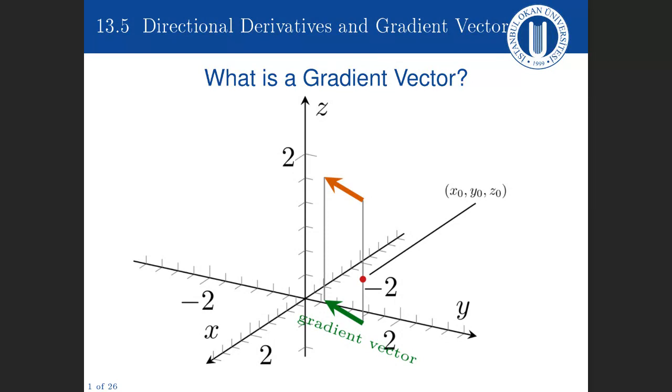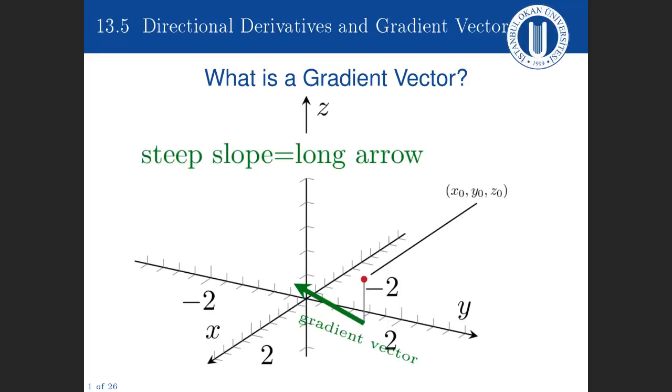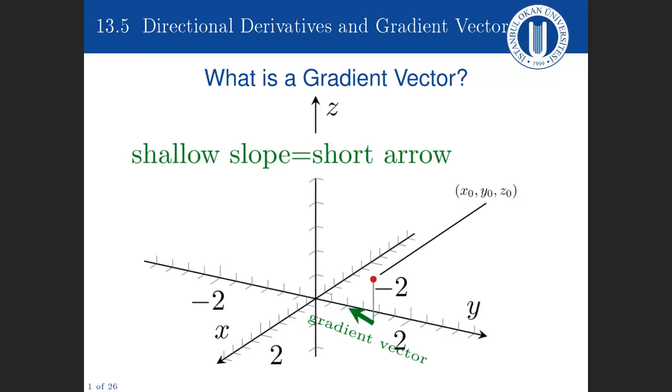Which direction do you walk in the xy plane if you want to walk uphill? Or what is the opposite of the way that the ball will roll if you put a ball on the surface? The length of the arrow tells us how steep the slope of the hill is. If we have a steep slope, we're going to have a long arrow, a big gradient vector. If we have a shallow slope, then we're going to have a short arrow, a small gradient vector. Okay, great. That's what gradient vector means, but how do we calculate it?